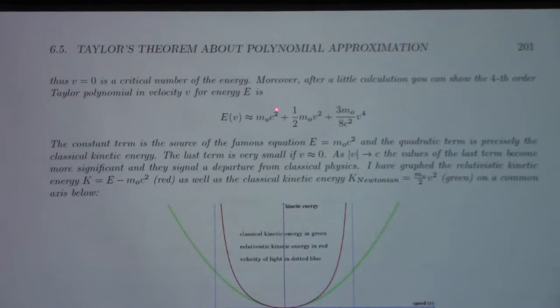Now, you've probably heard people talk about this term a fair amount, right? m naught c squared, or mc squared as it's usually referred to. This is what Einstein found, right? And it's surprising because once you find this power series expansion, if you studied physics before, you know what this term is already. What's this?